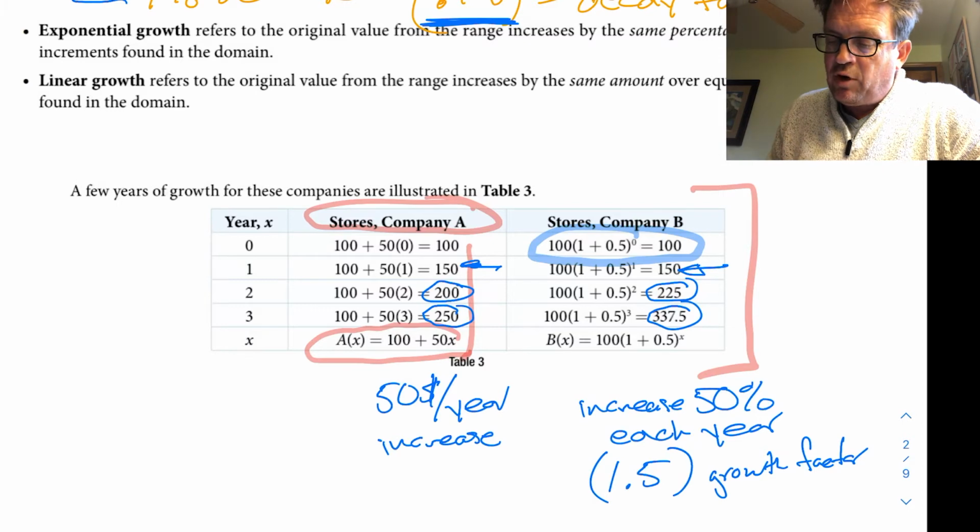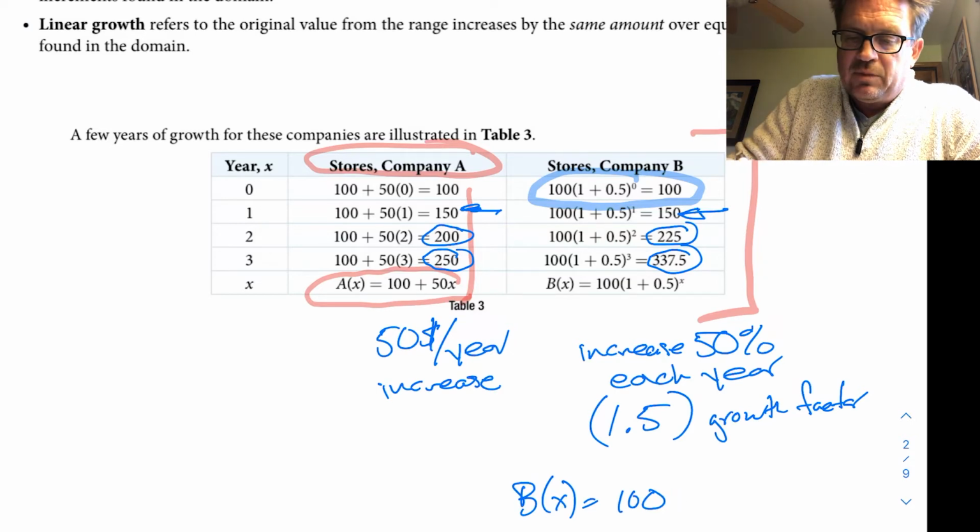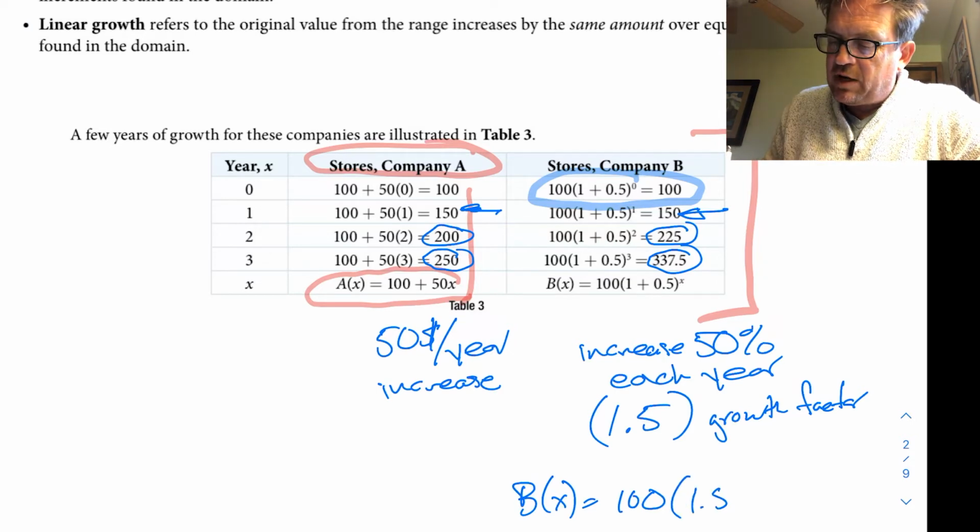And so you can write down a formula for this to be b of x is the initial amount times the growth factor raised to the number of years, the number of periods.